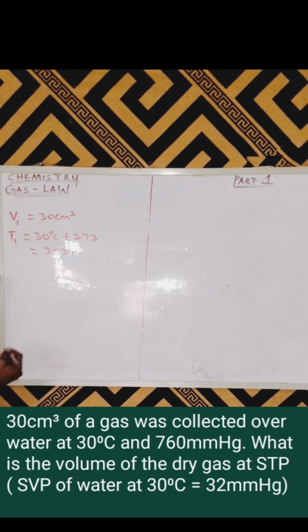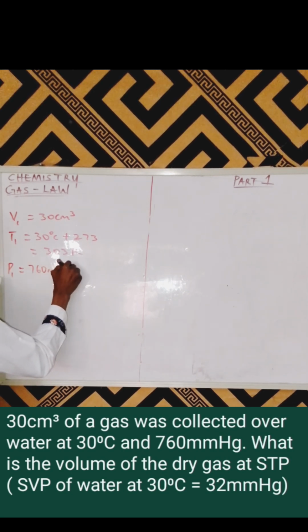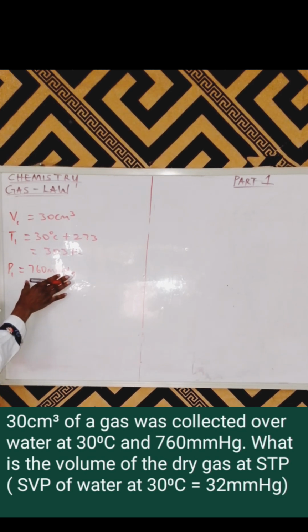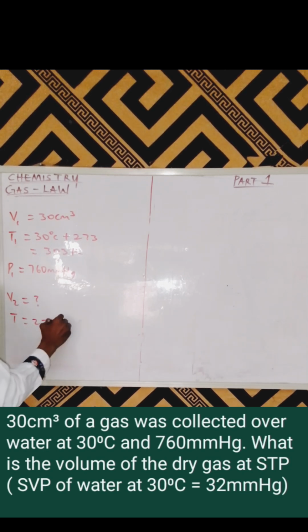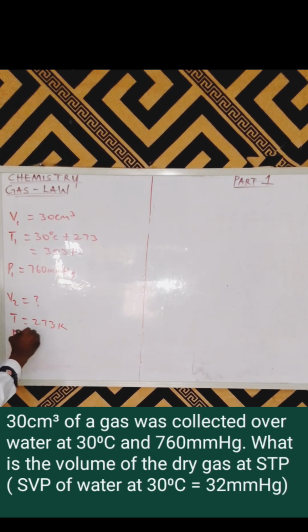And 760 millimeter mercury. So P1 is going to be equal to 760 millimeter mercury. Calm down. This is not the final P1, but I just want to write the data down. Now they ask, what is the volume of the dry gas? So V2. Let us find V2. What is the volume of dry gas at STP? At standard temperature and pressure, the temperature is equal to 273 Kelvin, while the pressure is equal to 760 millimeter mercury.